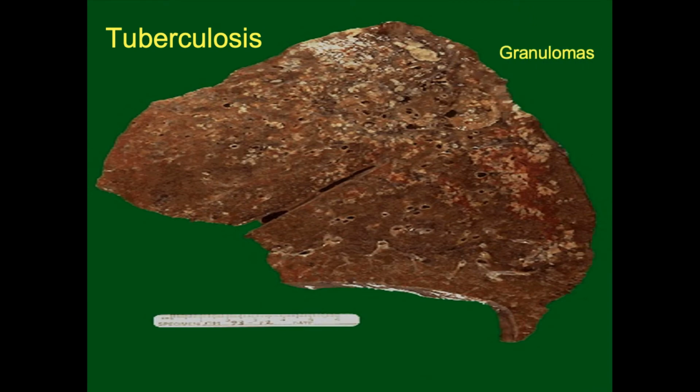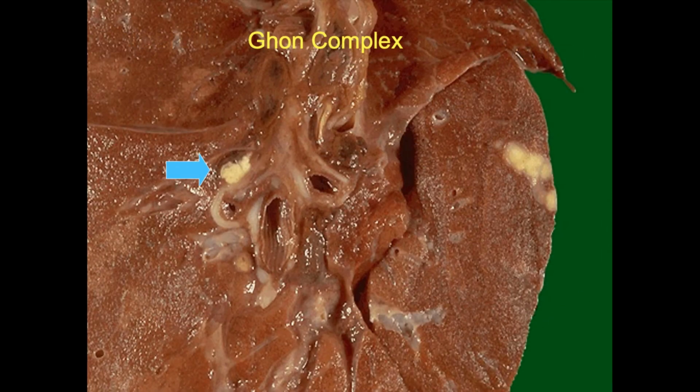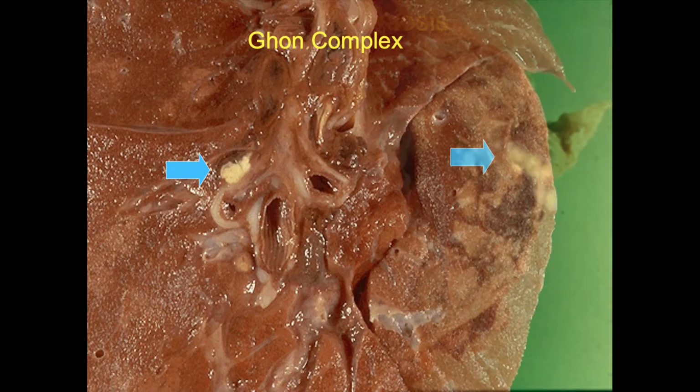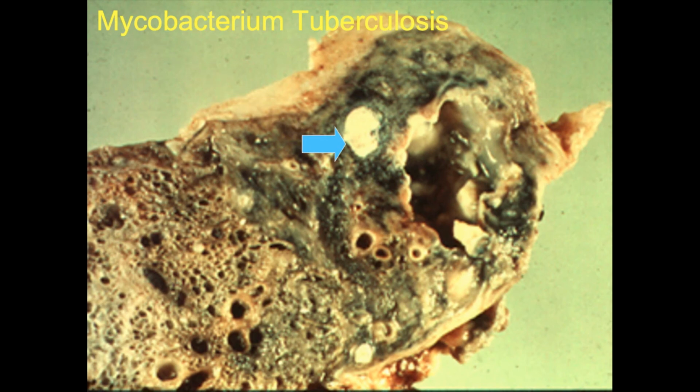So this is just showing you some of the granulomas, those little white spots that form with tuberculosis. And then also these Ghon complexes with the caseous necrosis that can form as well. And you can see the damage that this mycobacterium can cause to the lungs.